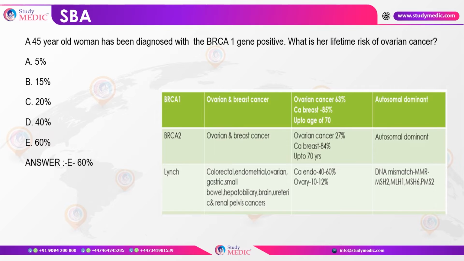So the take home message is, with BRCA1 and BRCA2, the risk of CA breast is almost equal, 84 to 85%. With BRCA1, there is more risk of ovarian cancer, 63%. With BRCA2, 27% risk of ovarian cancer. The other syndrome that you have to remember is Lynch syndrome. In this, the risk of CA ovary is 10 to 12%. Risk of CA endometrium is 40 to 60%.